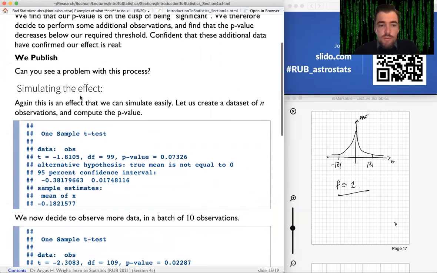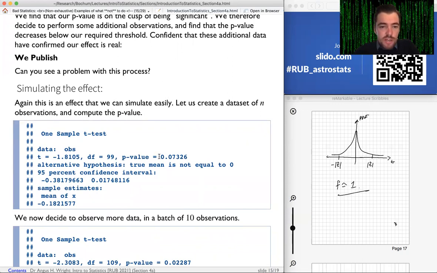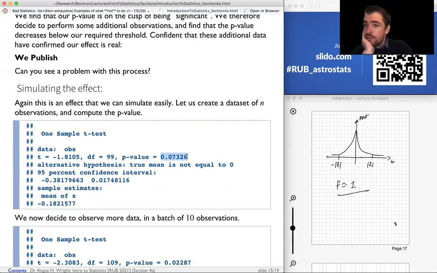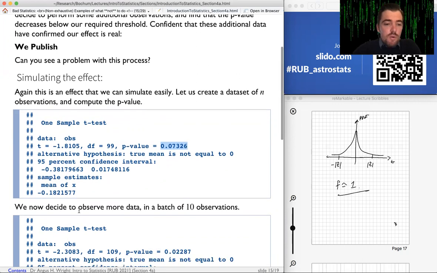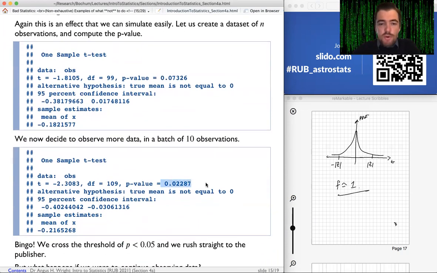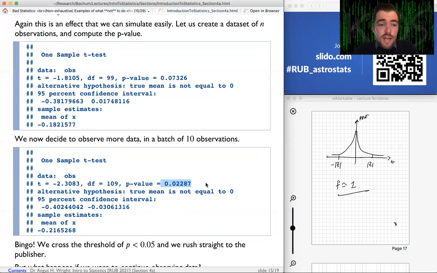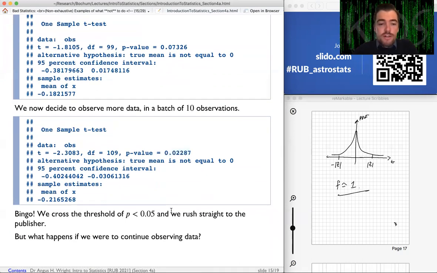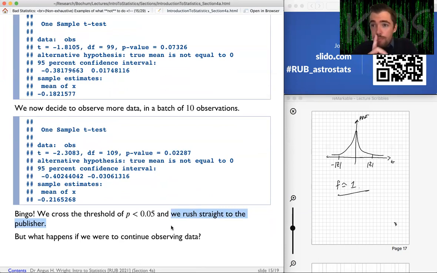Well, again, this is something that we can simulate pretty easily. So we can construct n observations and we can compute a p-value, and our p-value is right on the threshold. This is the same data that we just drew on the last slide. We can then say, all right, let's observe 10 more observations. We observe our 10 more observations, and all of a sudden the p-value drops down to 0.02, below our 0.05 threshold, and we go, bingo, we've satisfied the 0.05 threshold, and we can run to the publisher. What happens if we were to keep observing data?